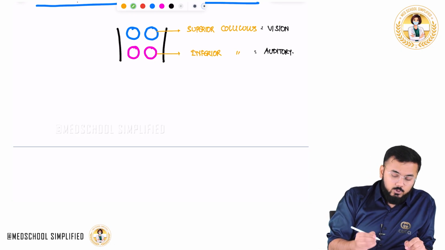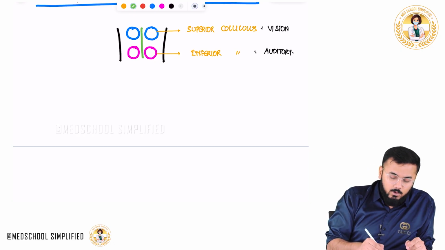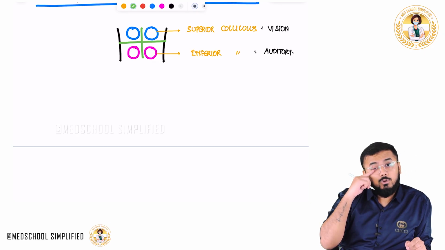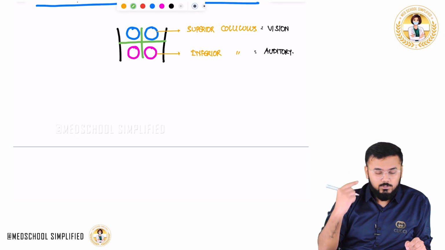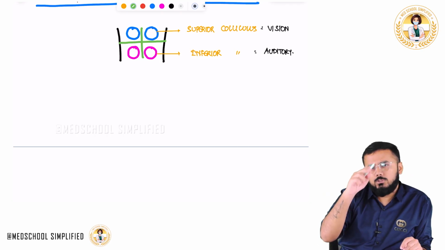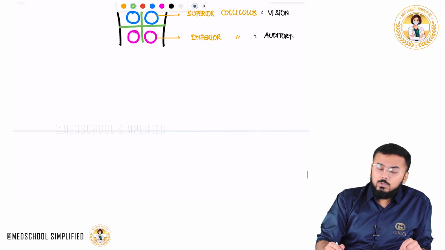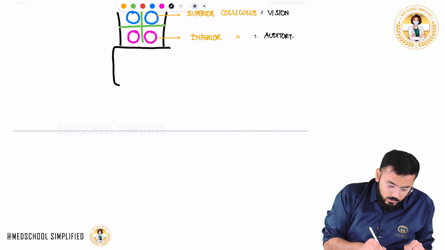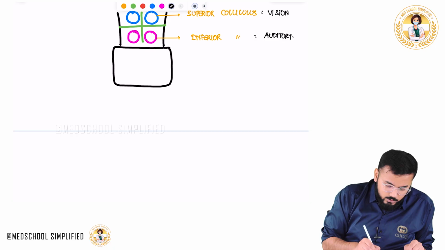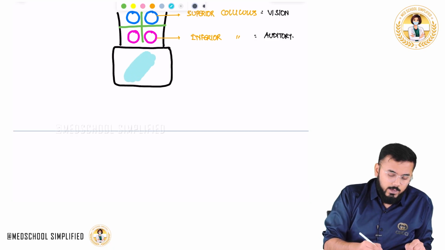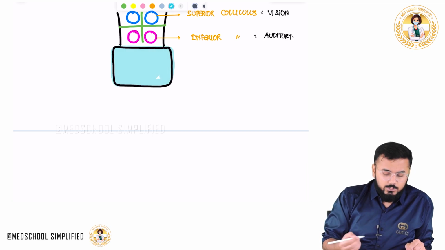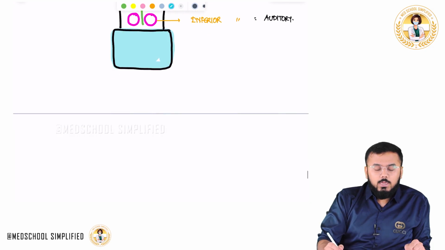Now separating the superior colliculus and the inferior colliculus, you have a sulcus like this. This is called the cruciform sulcus. Why is it called cruciform? Because it is crossed, so that is why it is called cruciform sulcus. Next, beneath this you have this particular structure, and obviously all of you know what this is. This is called your pons.